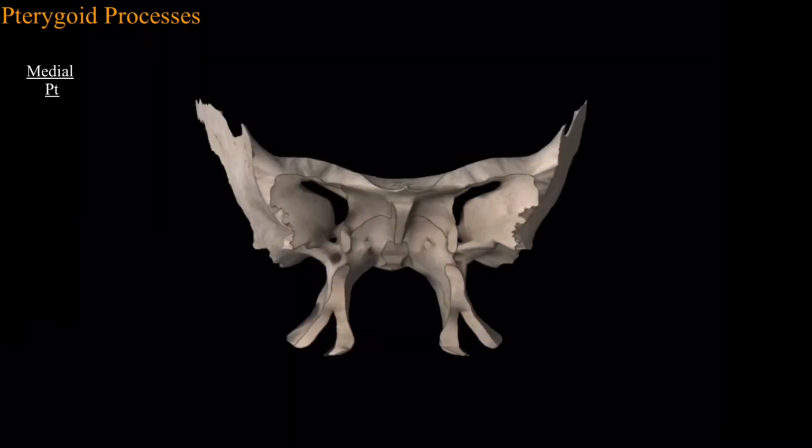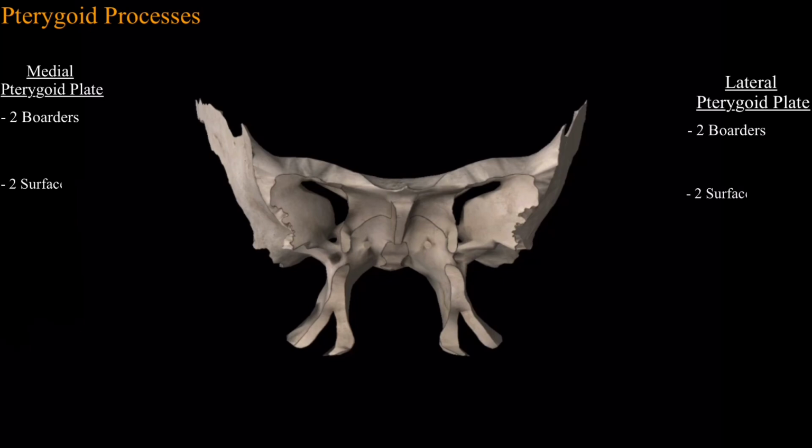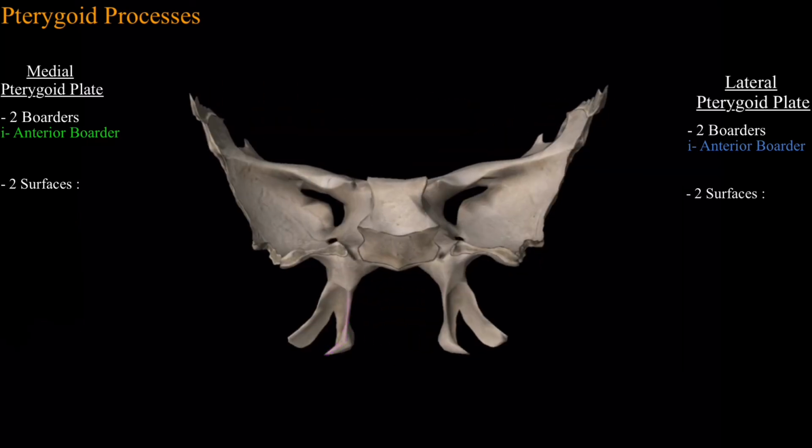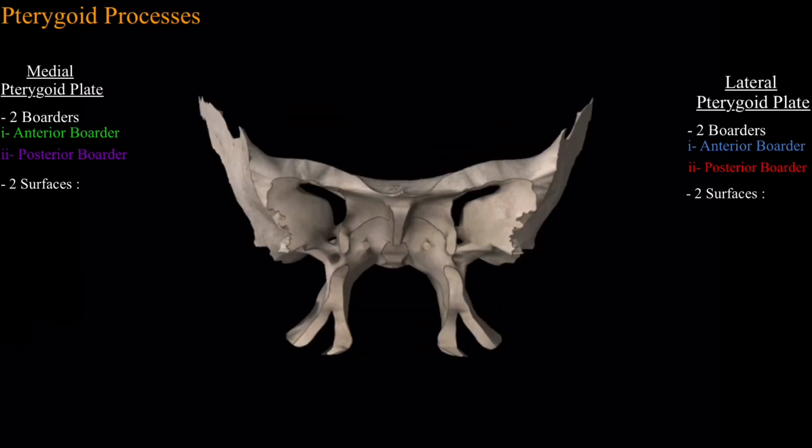The medial and lateral pterygoid plates are very easy to understand. Both of them have two borders and two surfaces. This is the anterior border of the medial pterygoid plate and this is the anterior border of the lateral pterygoid plate. Same. This is the posterior border of the medial pterygoid plate and this is the posterior border of the lateral pterygoid plate. And the two surfaces are the medial surface and the lateral surface.